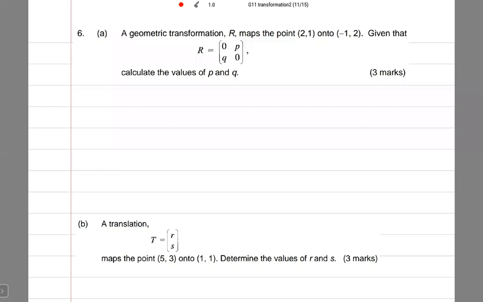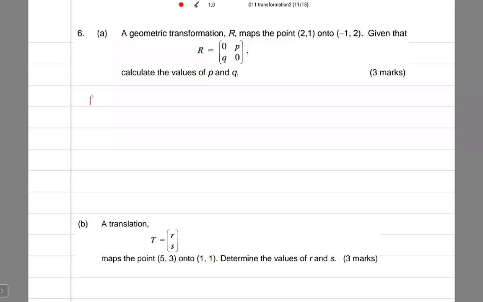All right, okay, question number 6. This says, a geometric transformation R maps the point 2, 1 onto minus 1, 2. Given that R is 0, P, Q, 0, calculate the values of P and Q.